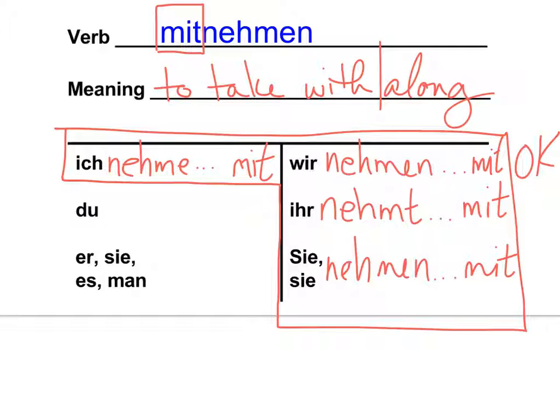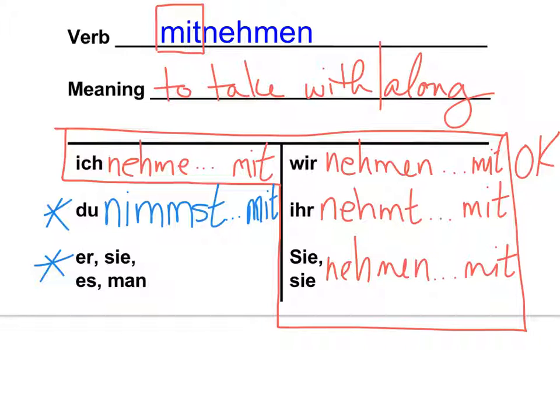Alright. Now these two are irregular. New base of the word. Very different. So you switch a vowel and you swap a consonant. What ending are we going to put on there? ST. So nimmst. And then your mit. What's er, sie, es, man going to be then? Nimmt and mit.